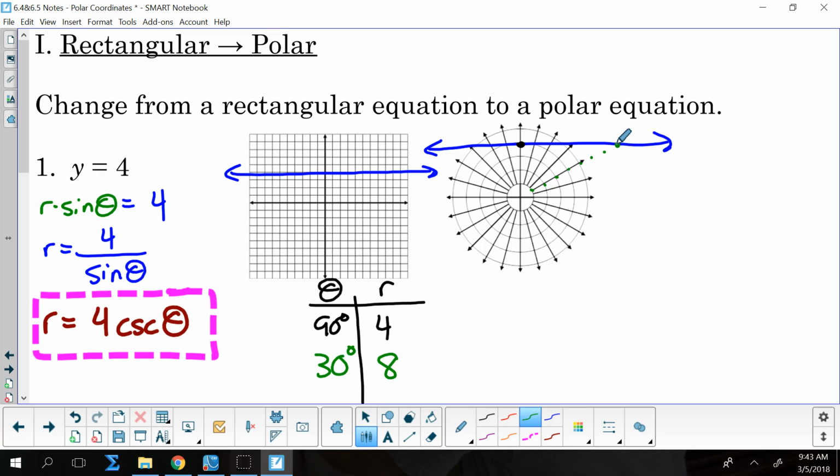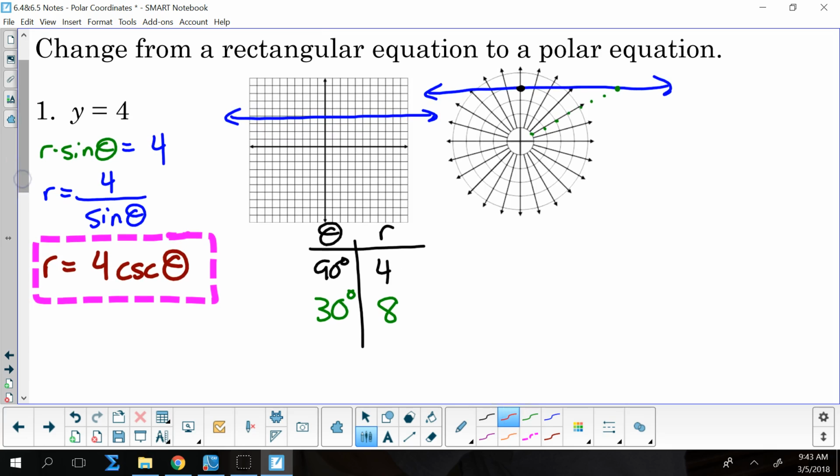Let's do 150 degrees. What's the sine at 150 degrees? 1/2, right? Which means 4 divided by 1/2 is 8. 1, 2, 3, 4, 5, 6, 7, 8.